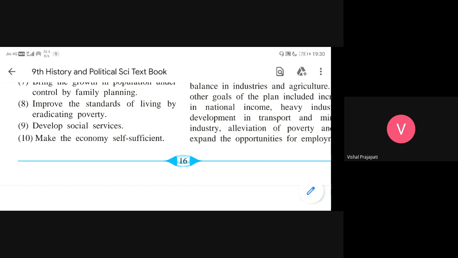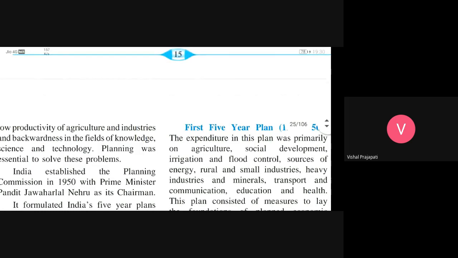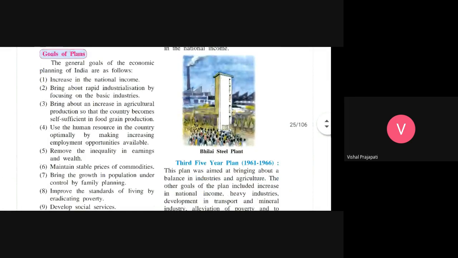After that, Atmanirbhar Bharat is there. So this is nothing but economic planning. All these slogans, all these schemes that the government is launching currently, the Modi government, the Indian government, are part of economic planning. So this is the aim, this is the goal for any government.